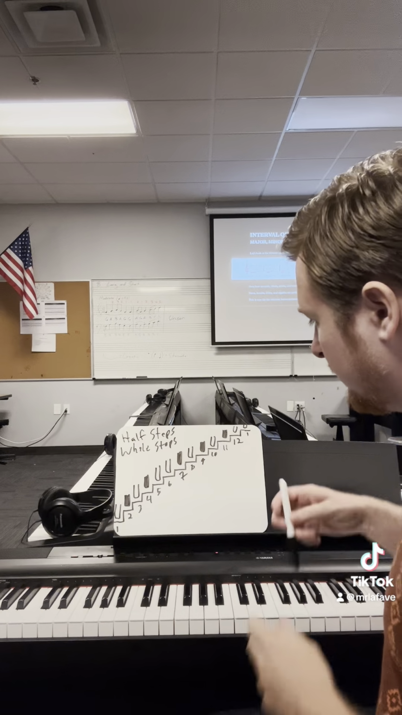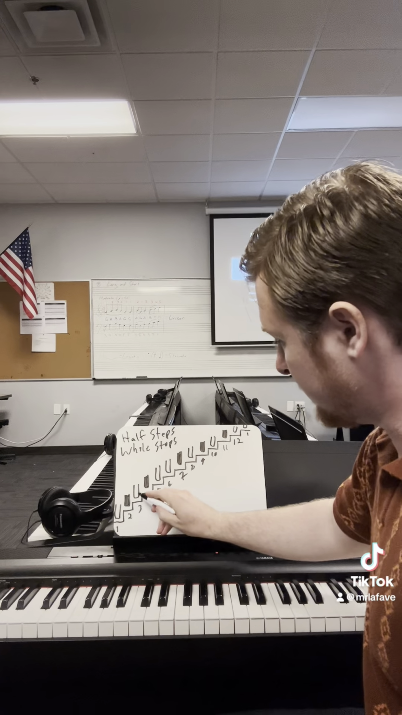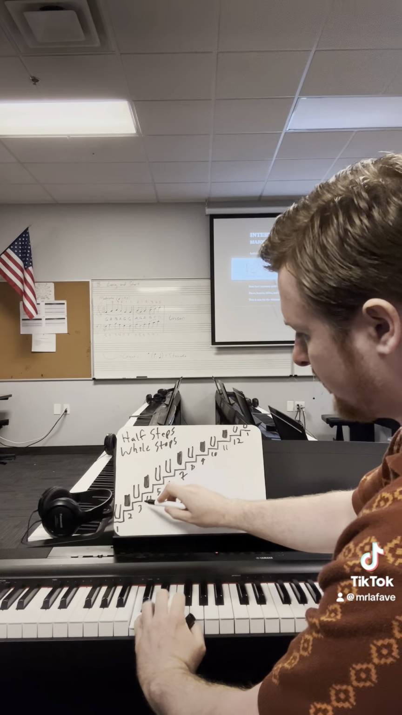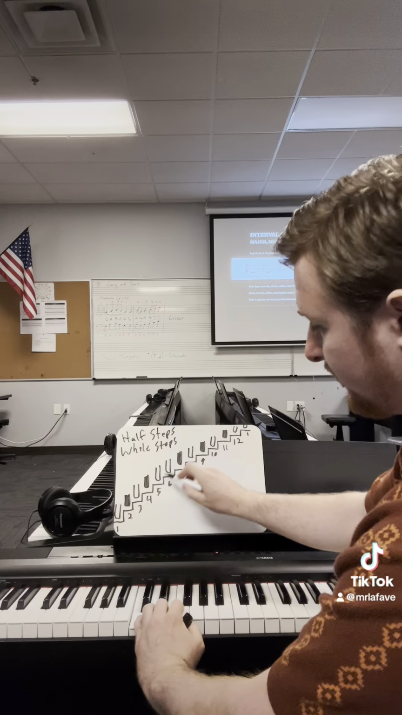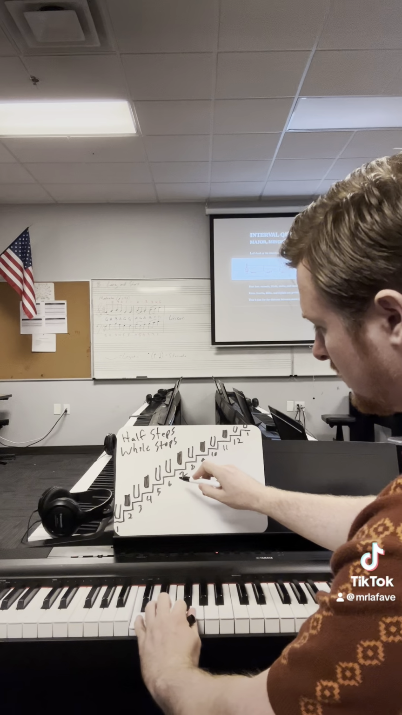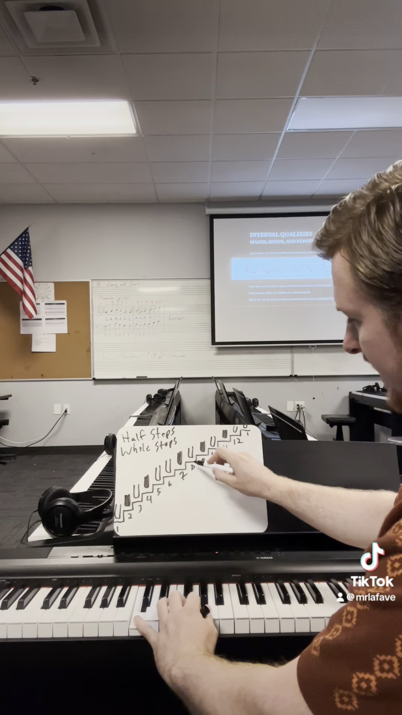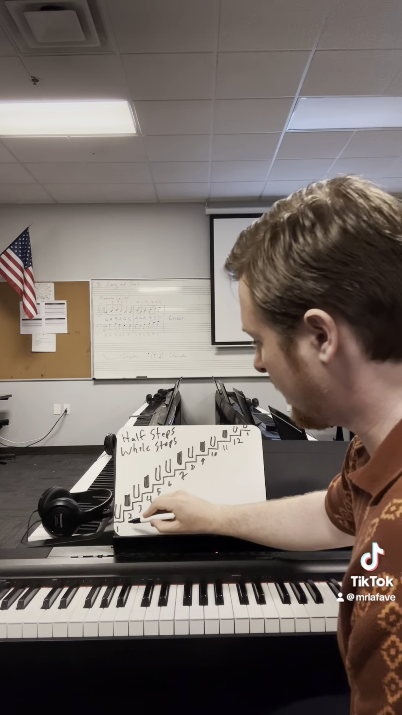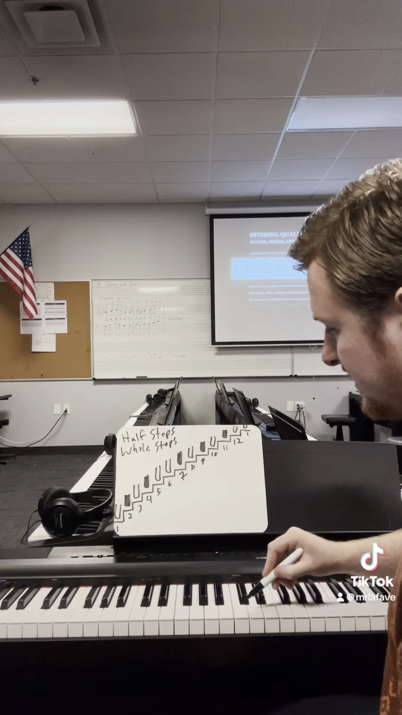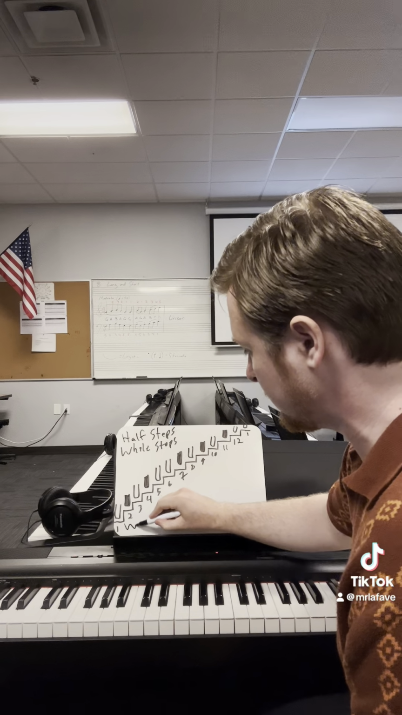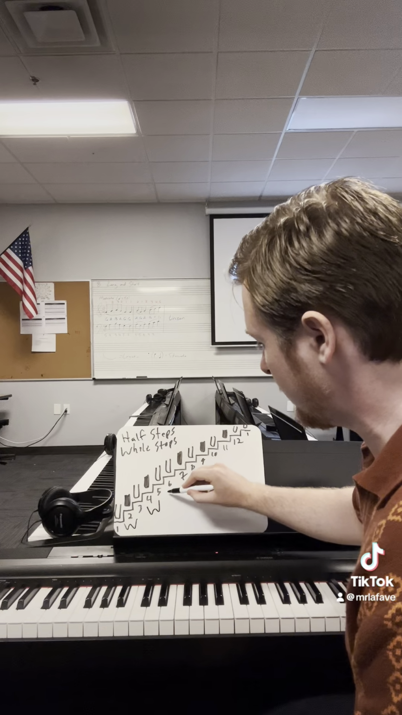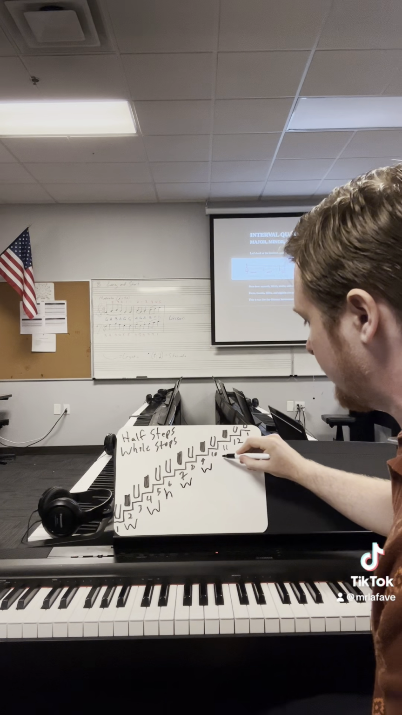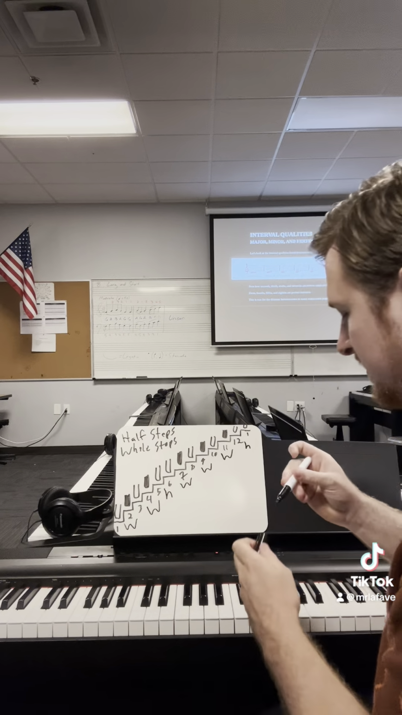So as you can see here, from C to D, I have a whole step. From D to E, I have a whole step. From E to F is a half step. From F to G, whole step. G to A, whole step. A to B, whole step. And then B to C, half step. So, if I'm playing all white keys from C to C, I have whole step, half step, because there's no black key there, whole step, whole step, whole step, half step at the top.